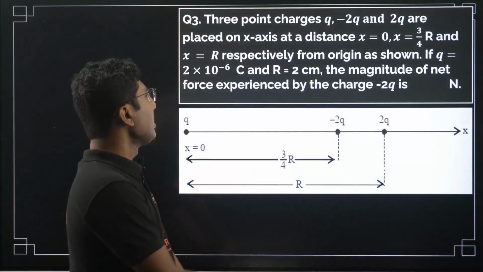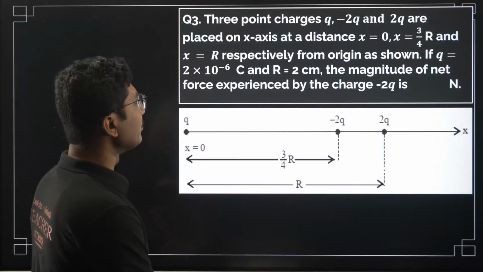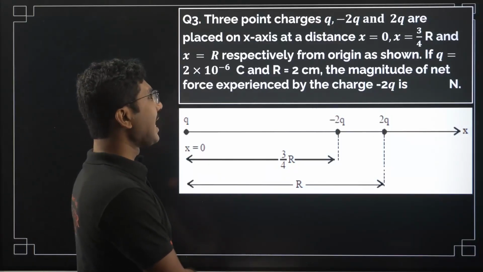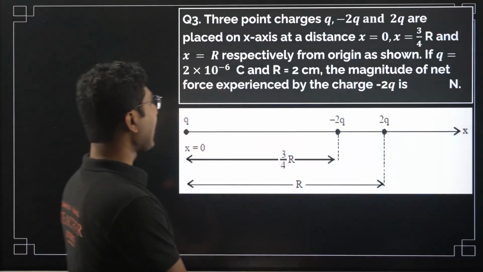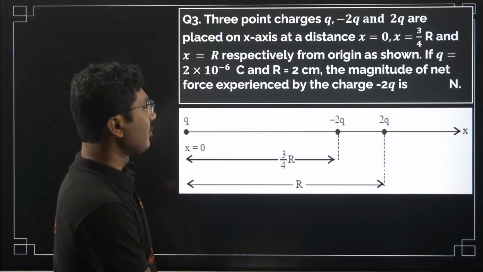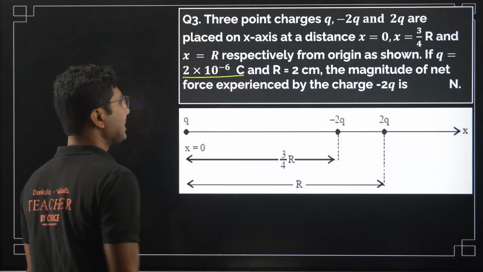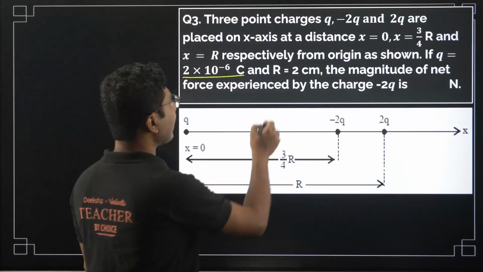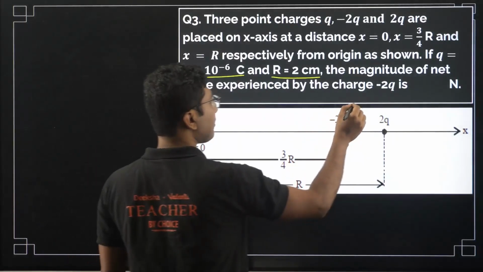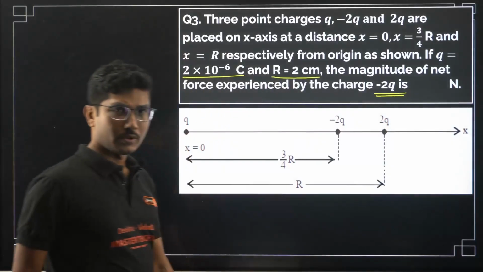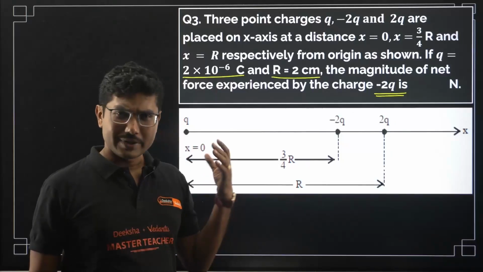Next question. Three point charges Q, minus 2Q and plus 2Q are placed on the x-axis at x equals 0, x equals 3 by 4 r and x equals r respectively from the origin, as shown. If Q is given by 2 into 10 to the power of minus 6 coulomb and R value is 2 centimeter, find the magnitude of net force experienced by the charge minus 2Q. Now this question is slightly longer in terms of calculations. Otherwise the concept is simple.